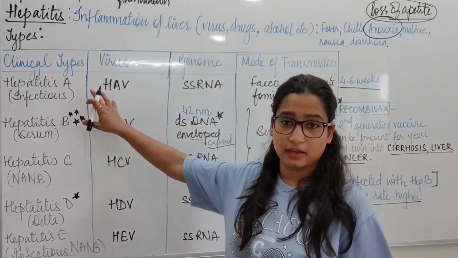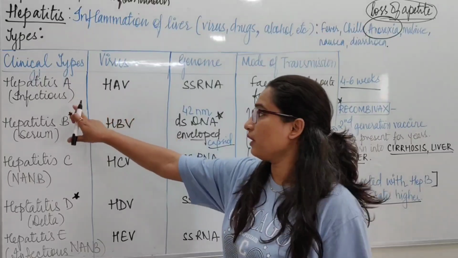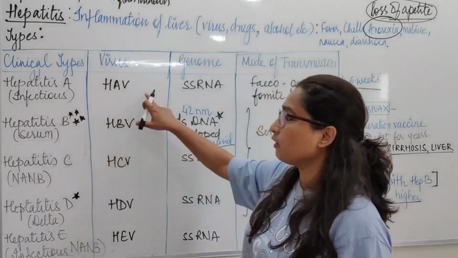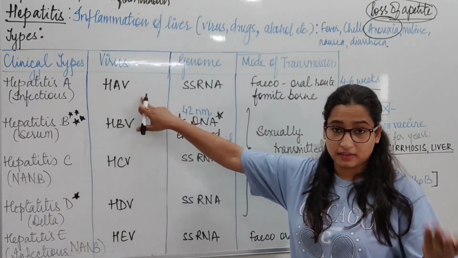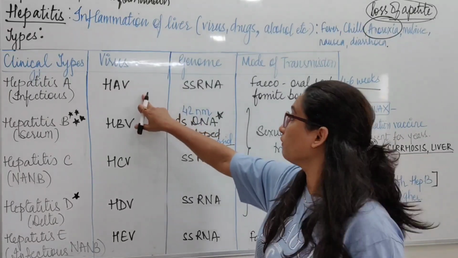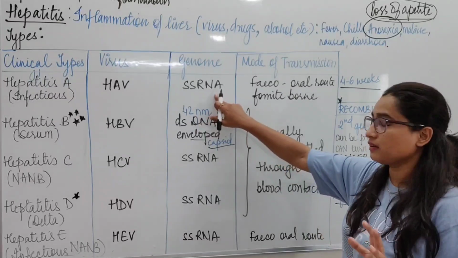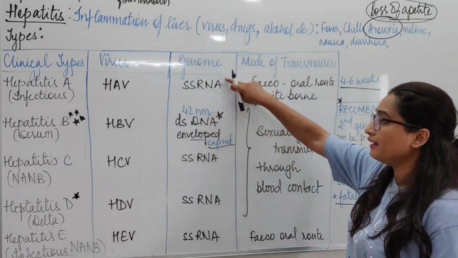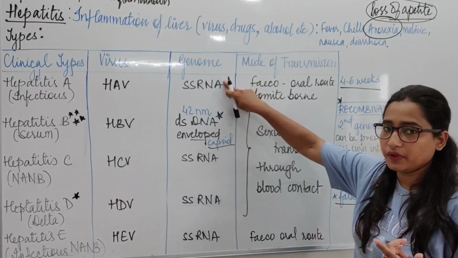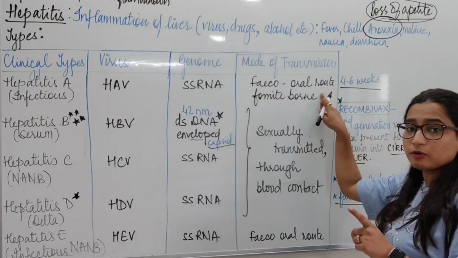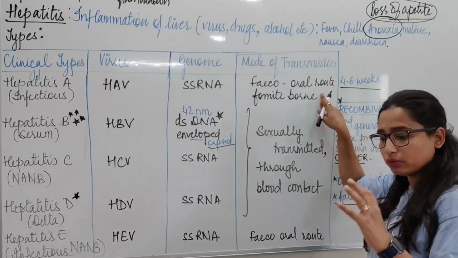Coming to the clinical types of hepatitis, there are 5 clinical types, starting with hepatitis A. Hepatitis A is also called infectious hepatitis, caused by hepatitis A virus. Here I have written HAV. It has a single-stranded RNA genome, necessarily with an unenveloped capsid. It is transmitted by the fecal-oral route, right?